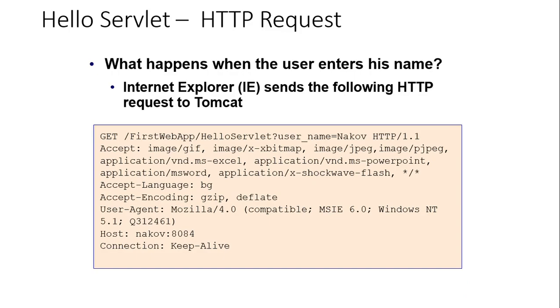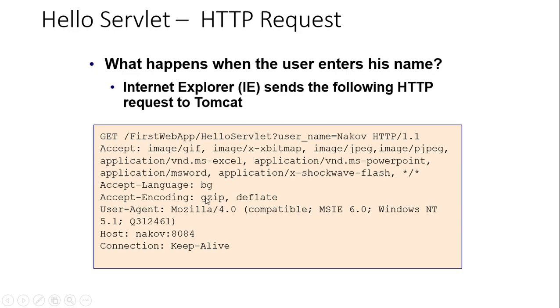Now let's see the HTTP request, what happens when the user enters his name and how it is taken. IE, meaning Internet Explorer, sends the following HTTP request to the Tomcat server or some other server. Tomcat is basically a server name. GET, first web hello. These are all technical details. You need not do this kind of encoding. If you are interested, you can see this slide, otherwise you can skip it.